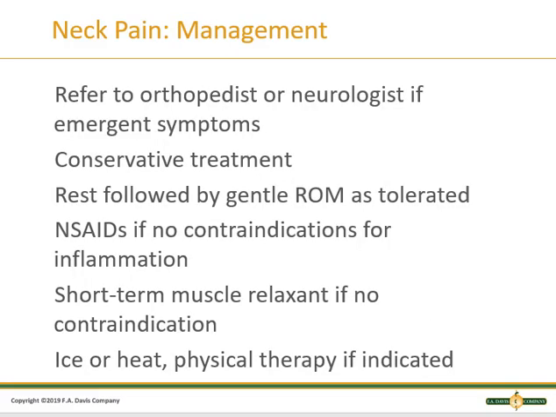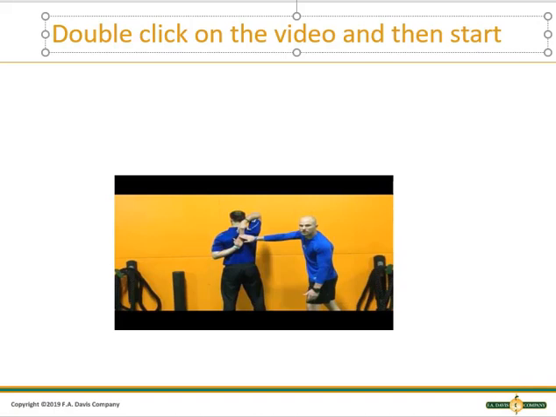In the management of pain in the neck, be comfortable wanting to refer to an orthopedist or neurologist if you feel that there are emergent symptoms. Conservative treatment would include rest followed by gentle range of motion as tolerated. NSAIDs for inflammation if not contraindicated. As we mentioned earlier in another symptom, short-term muscle relaxants if no contraindication, and ice or heat and physical therapy may be needed.